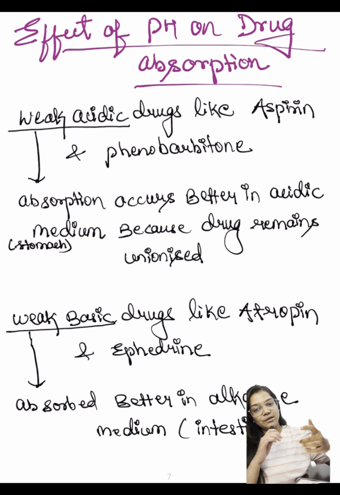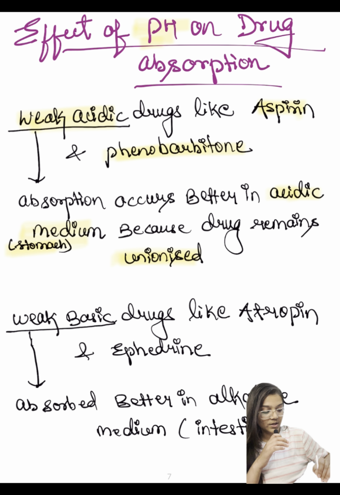Now let's see what is the effect of pH on drug absorption. So for weak acidic drugs like aspirin and phenobarbital, the absorption of these drugs occurs better in acidic medium, that is the stomach, because the drug remains unionized in this medium. So an acidic drug gets absorbed in acidic medium because it remains unionized in this medium. Likewise, when it is a weak basic drug, like atropine or ephedrine, it gets absorbed better in alkaline medium, that is the intestine.